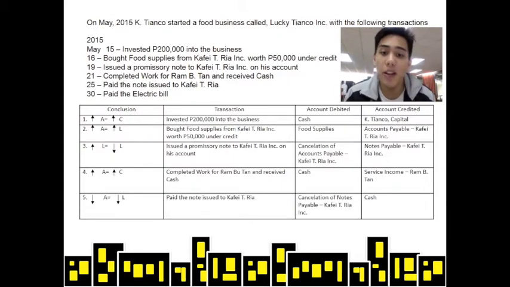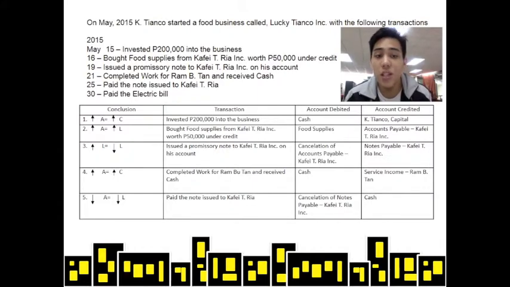So now let's talk about your fifth transaction, which is paid the note issued to Cafeteria. Since now you're canceling your liability and decreasing your asset since you're paying it under cash. So it's going to be a decrease in asset is equal to a decrease in liability. That's under your conclusions. So now let's talk about your debit.